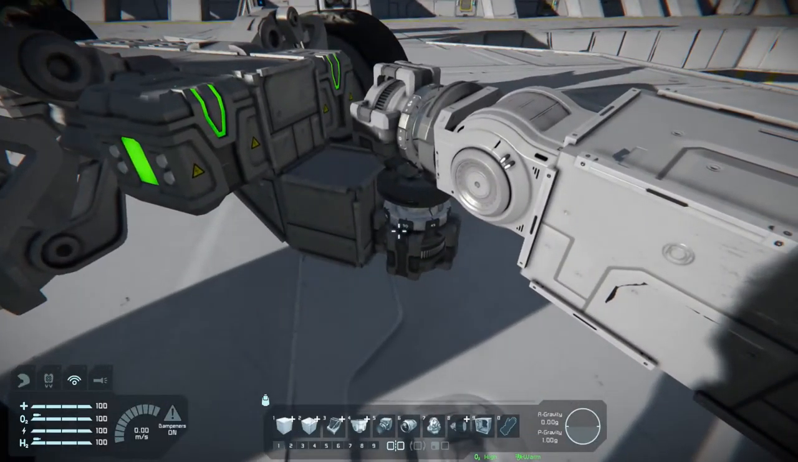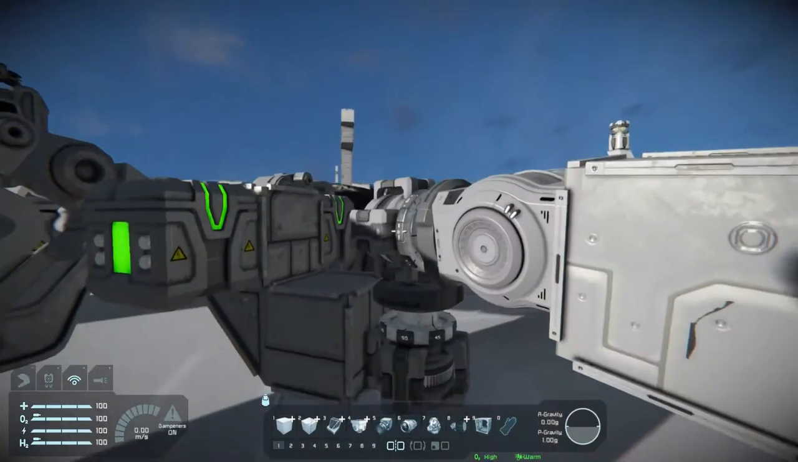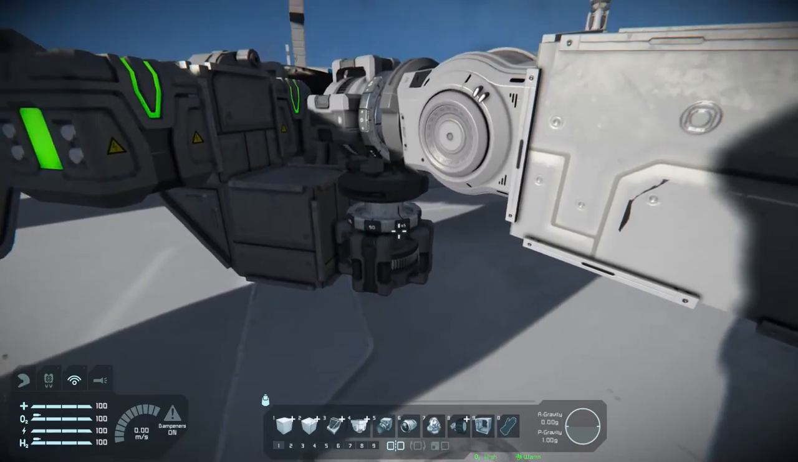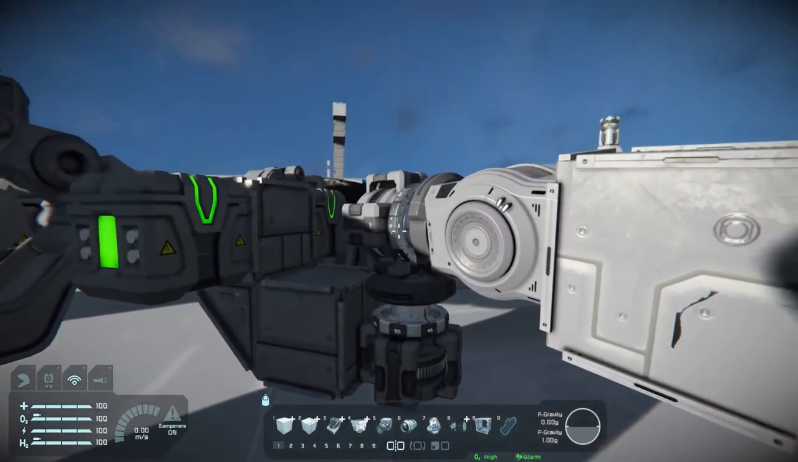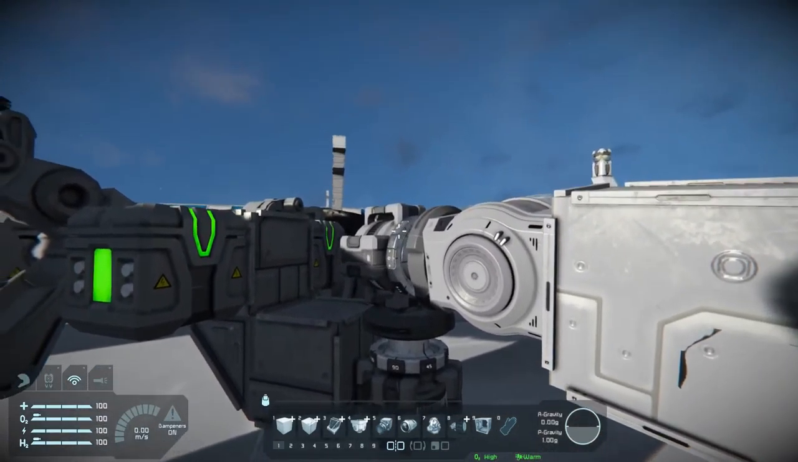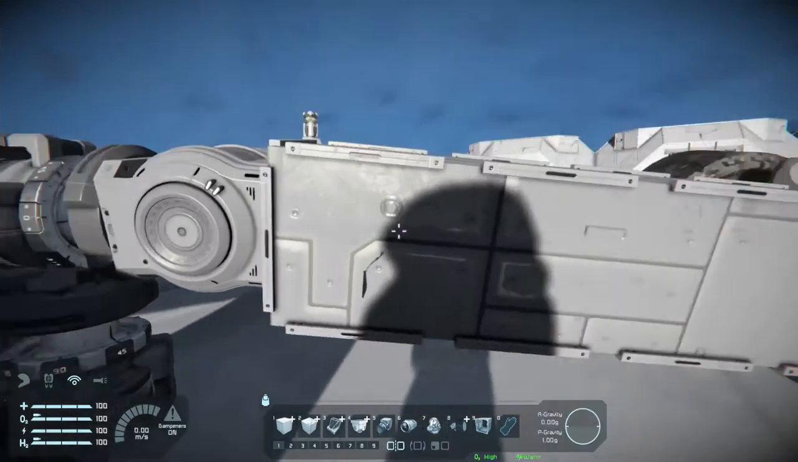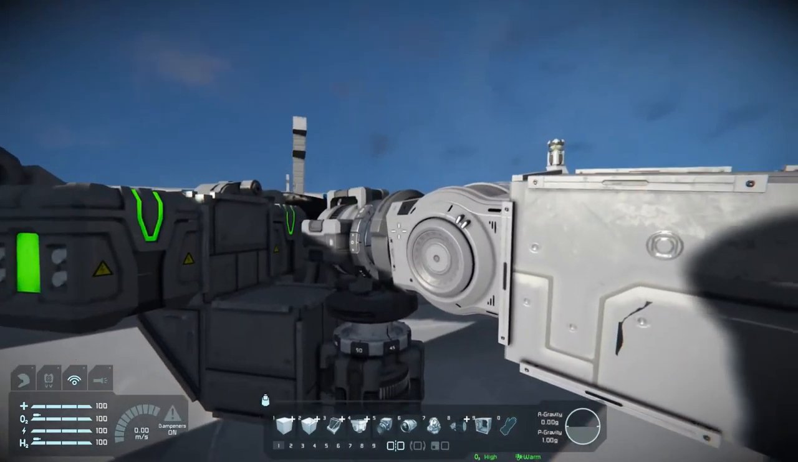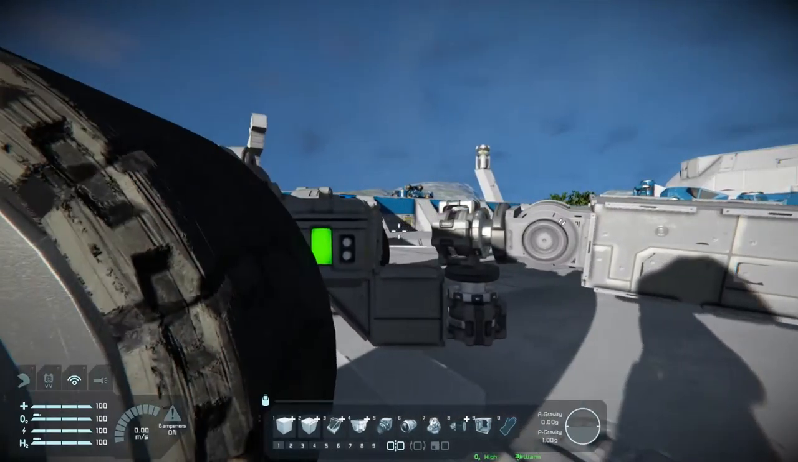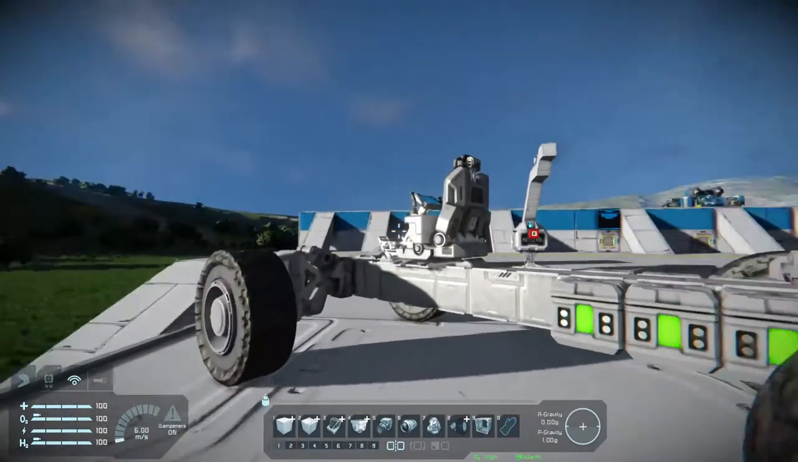So again, the base is more the actual hitch. This is where the ball would be. The rotor there allows for roll of the trailer, and the hinge allows for tilt of the trailer relative to the towing vehicle.